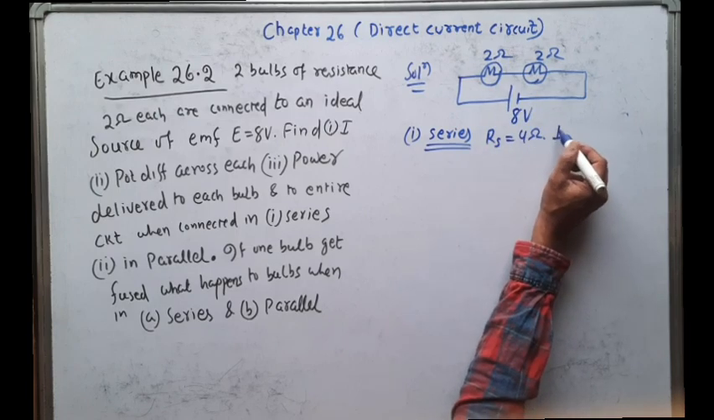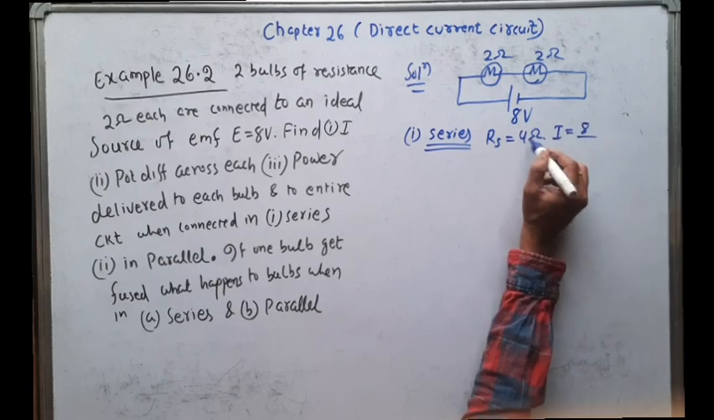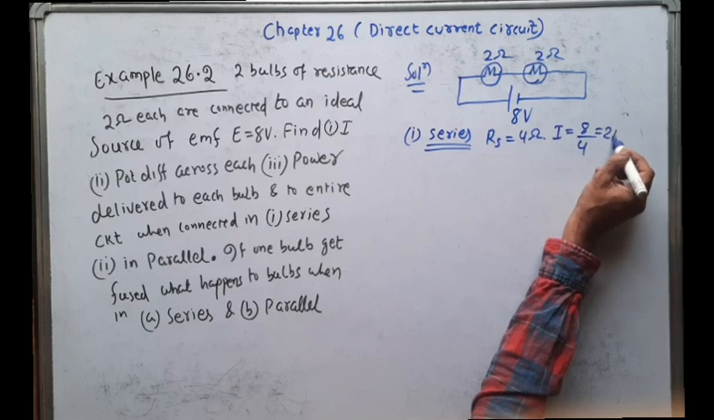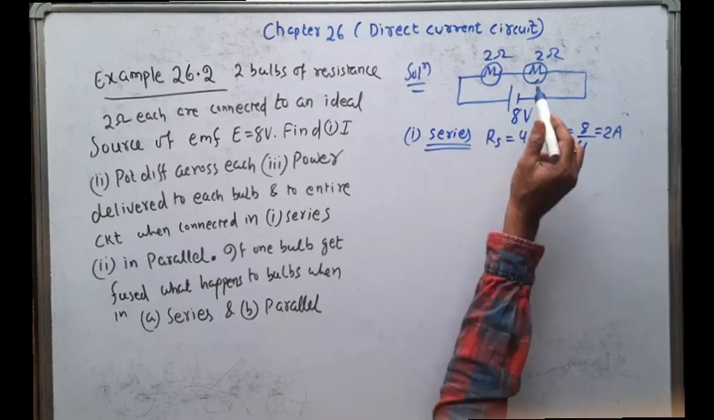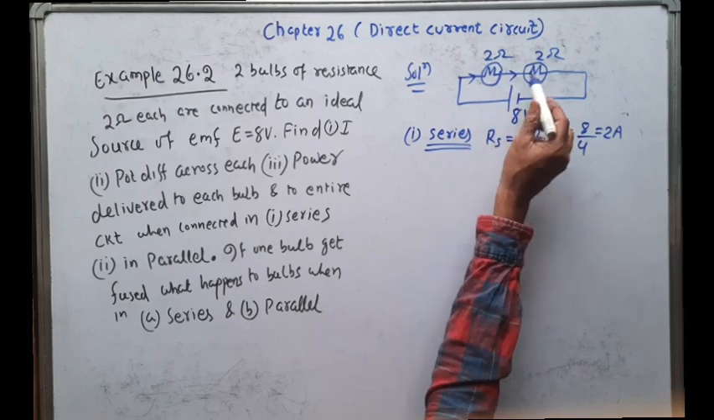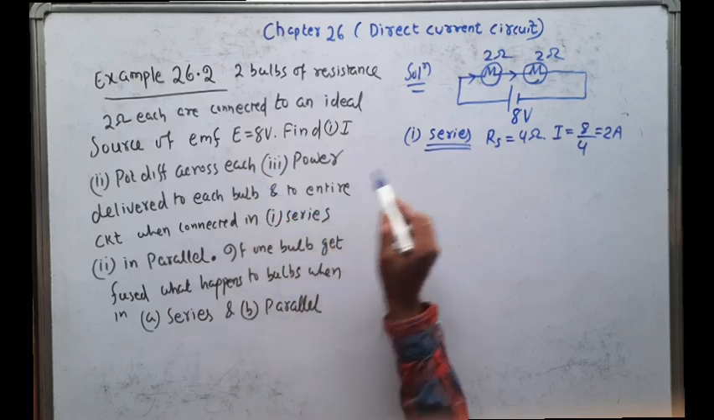Then in series connection, what is the current? The supply voltage is 8 volt, total resistance is 4 ohm, so the current is equal to 2 ampere. So the current through this bulb is 2 ampere, and the current through this bulb is also 2 ampere, since both are connected in series. Then what is the potential difference across each bulb?